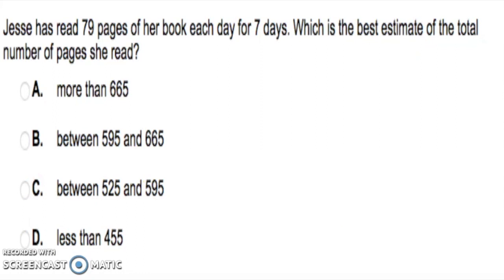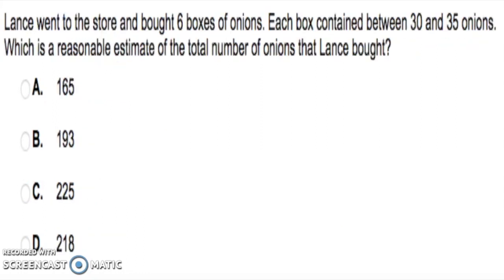Let's move to the next one. Okay, look at this question. Lance went to the store and bought 6 boxes of onions. Ew. Each box contained between 30 and 35 onions. Which is a reasonable estimate of the total number of onions Lance bought? Now this one can get tricky, okay? You actually have a couple of different problems to solve.